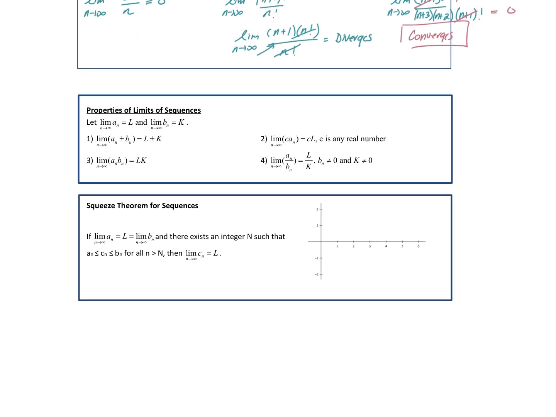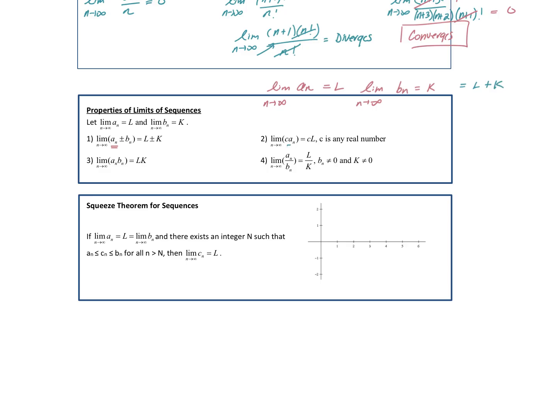So, some properties of limits and sequences. All this is saying is that if you have two separate limits, you could break this up. Meaning that if I did the limit as n goes to infinity of a sub n, and that equals L, and I did the limit as n goes to infinity of b sub n, and that goes to K, if I was adding the two limits together, I could simply add the values that they're converging to. So we could just say L plus K, and that's all that's really saying.